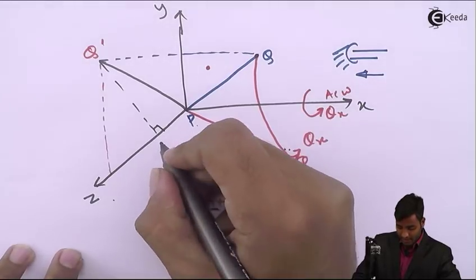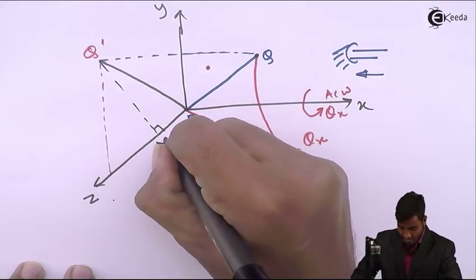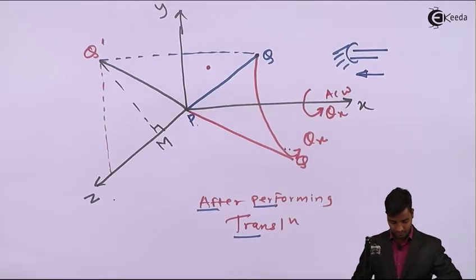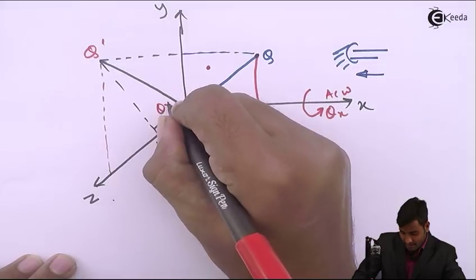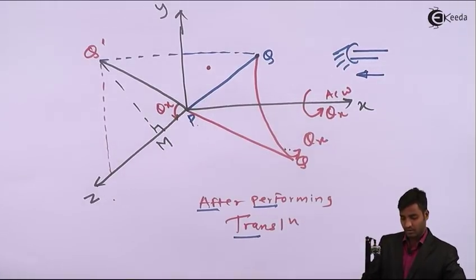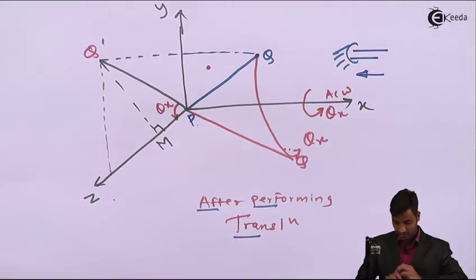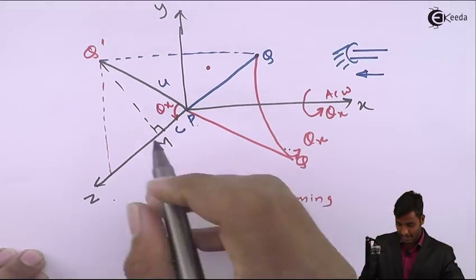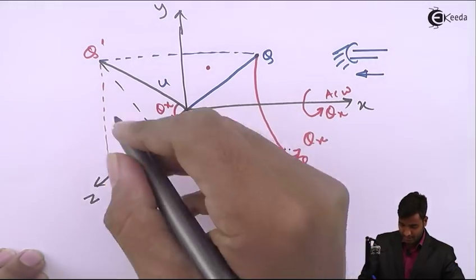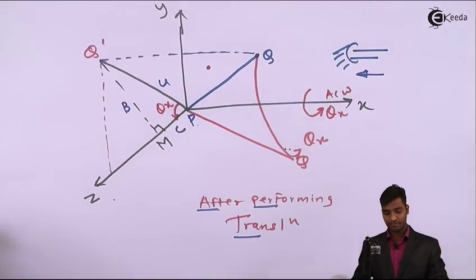So I will name this point as M, and this angle is theta x, and I will name PQ dash as U, MP as C, and Q dash M as B. I am just naming.